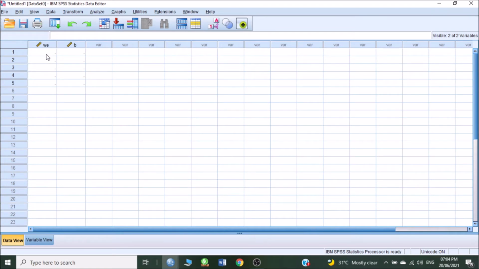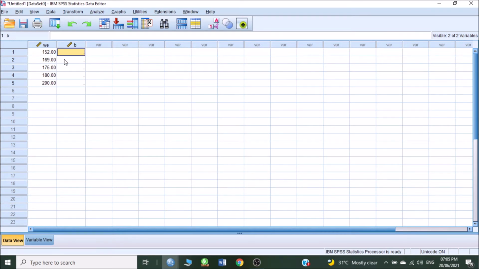In the data view, the short forms display weight and blood pressure. Two things are available. Now I am going to enter data in the data view only for the weight. The first person is 152, another one 169, third one 175. Sorry, you have to enter below. Fourth one 180, fifth one 200. This is only for weight.